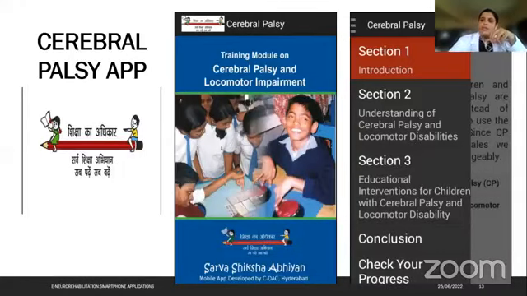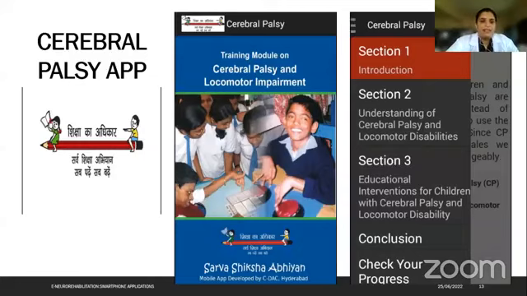Another information based app is the cerebral palsy app. This is an app from a Hyderabad based company. It is in the form of a training module. Who can use this application? It can be used by a healthcare professional, by a caregiver or family member, educated of course, or the patient can also use this app. This training module consists of cerebral palsy.